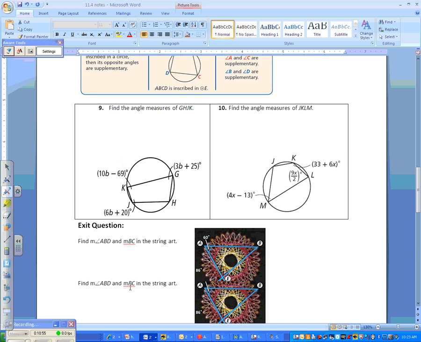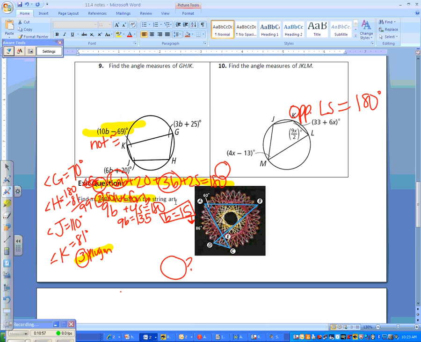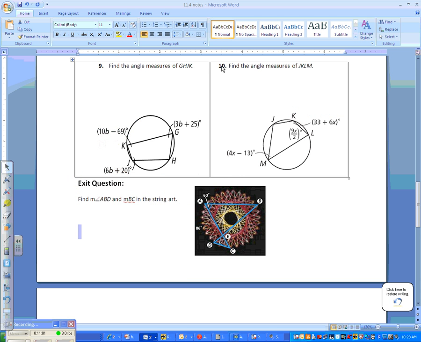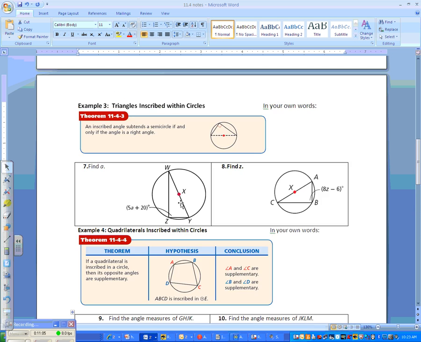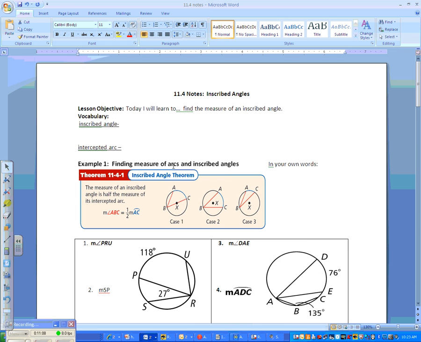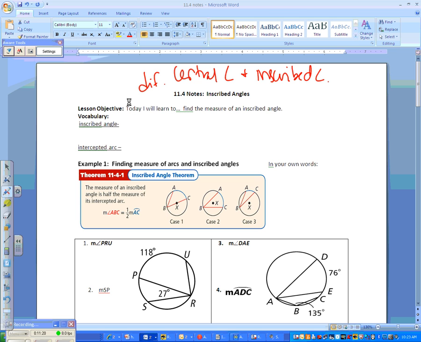This exit question is a little tricky. I want to see if you know how to do this one. So this is the last thing you're going to do. You're going to do number 10, and then you're going to do the exit question, and then you are all done. Make sure for the quiz tomorrow you know what an inscribed angle is and what the difference is. What is the difference between a central angle and an inscribed angle? All right, enjoy.